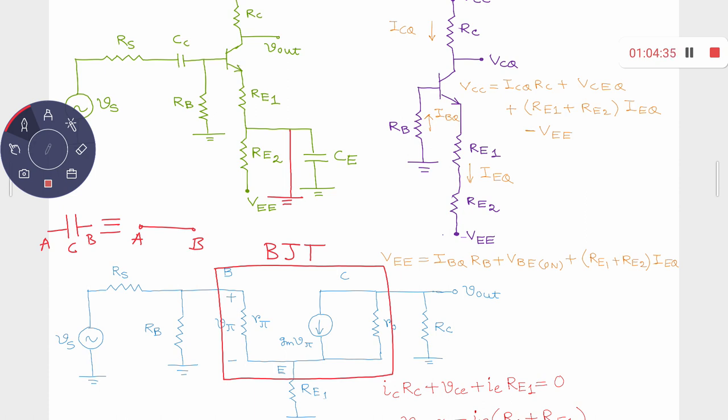Because at that time, the capacitor was inactive for DC operation. But for AC operation, the capacitor is making the two terminals shorted. The signal frequency is high enough so that it is shorted. So during the AC analysis, out of these two resistors, RE1 and RE2, which one will be there in the circuit? Only RE1 will be there, because the effect of RE2 is suppressed.